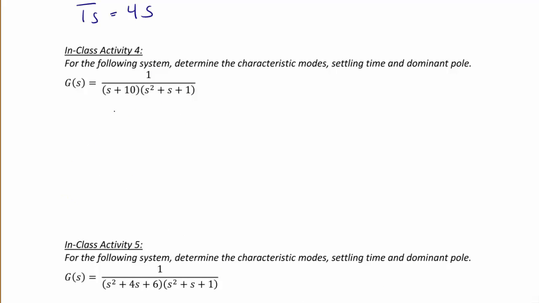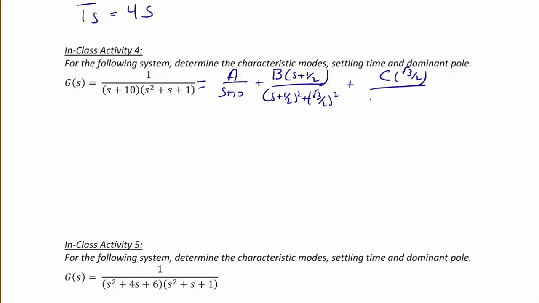All right, let's try another example. G of s is equal to 1 over (s plus 10) times (s squared plus s plus 1). We can rewrite this as a over s plus 10, plus b times (s plus 1/2) over (s plus 1/2) squared plus (square root of 3 over 2) squared, plus c times the square root of 3 over 2 divided by (s plus 1/2) squared plus (square root of 3 over 2) squared.